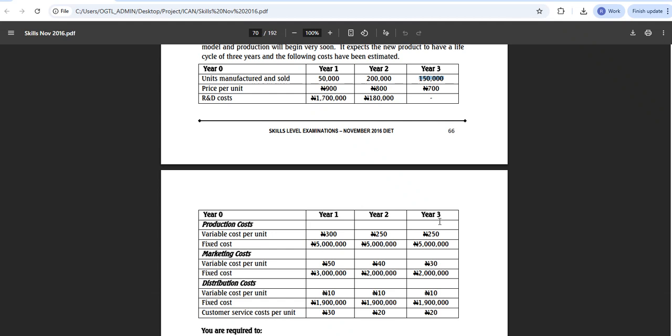Now, this is our variable production cost. We have the variable marketing costs as well. We do the same thing, 50 naira times 50,000. Is that not how we have to do this? For your variable cost, you have the variable cost per unit multiplied by the number of units. Right? Now you do the same thing for your distribution cost. That means we are done.